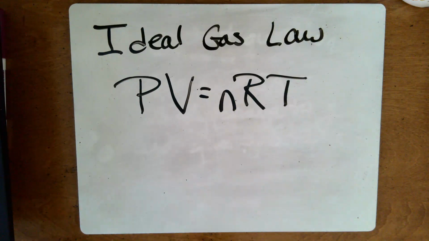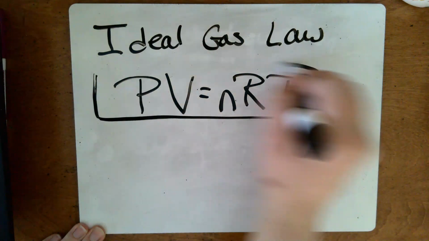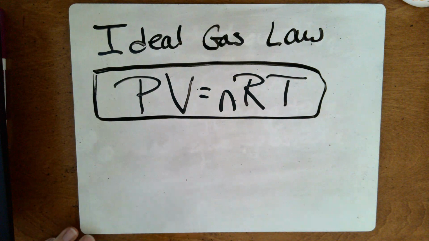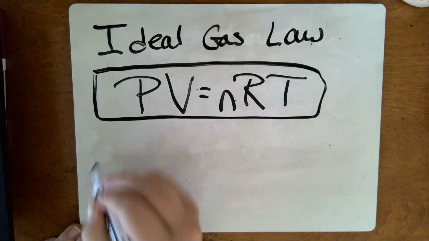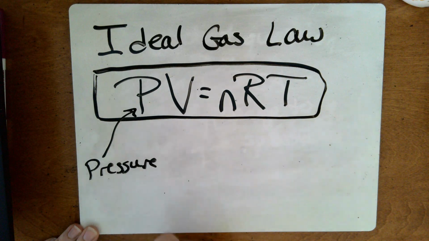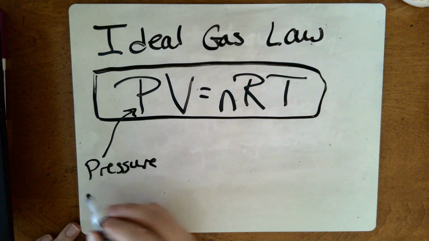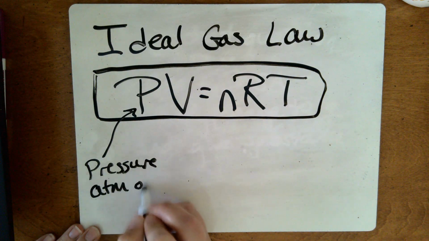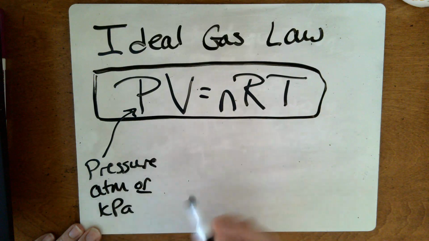I'm going to show you how to solve problems using the ideal gas law. So this is the ideal gas law, PV equals nRT. First we need to understand what each of these stands for. P is pressure, and when we use the ideal gas law, we need to use pressure in one of two units, either atmospheres or kilopascals.